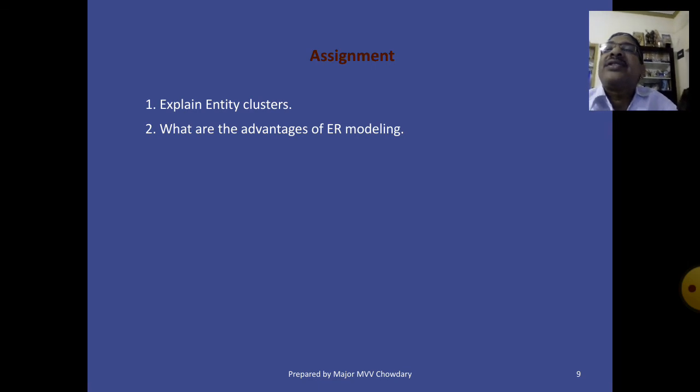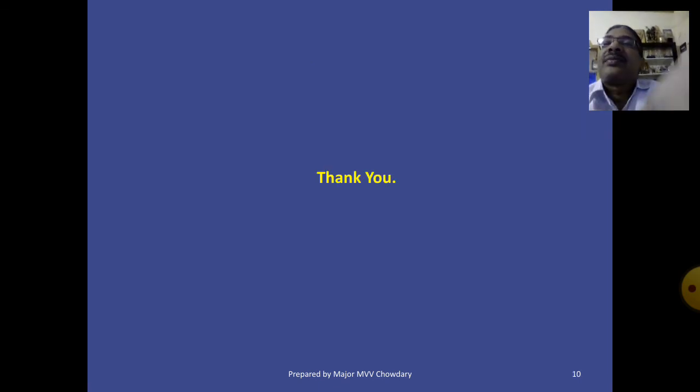So for these topics, today we discussed entity clusters and advantages and disadvantages of ER modeling. In this topic, we have two questions. Explain entity clusters, and what are the advantages and disadvantages of ER modeling. These two questions are for assignment. Thank you.